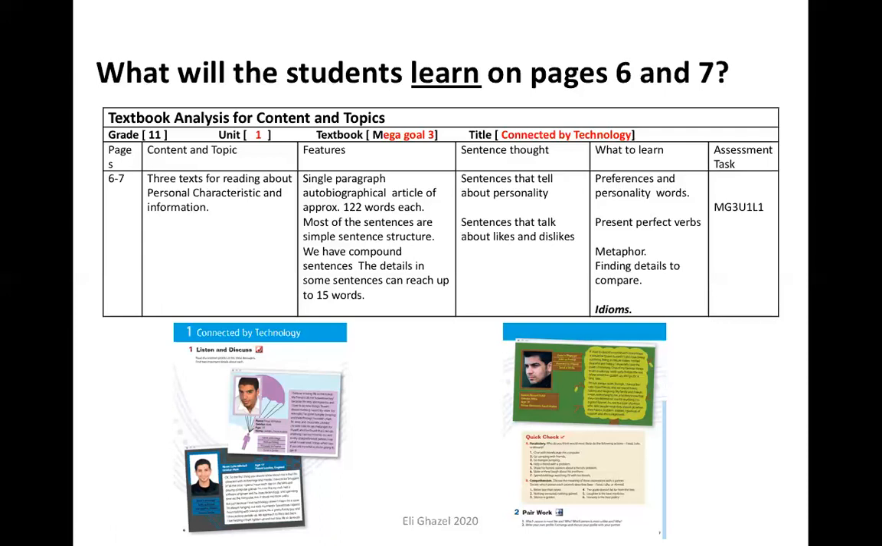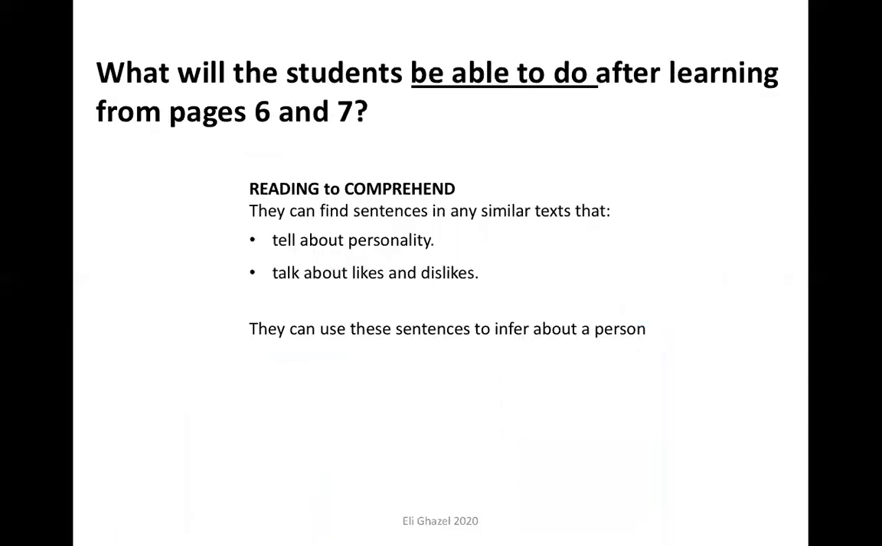Now, remember, the focus of the learning is not only what you will learn, but the second question: what will you be able to do after learning? In reading to comprehend, the students can find sentences in any similar text that talk about personality, that talk about likes and dislikes. If the student can look at a text and find sentences that do that, that means they are comprehending. Now, on a higher level of thinking, they can look at the same sentences and use them to infer about a person.